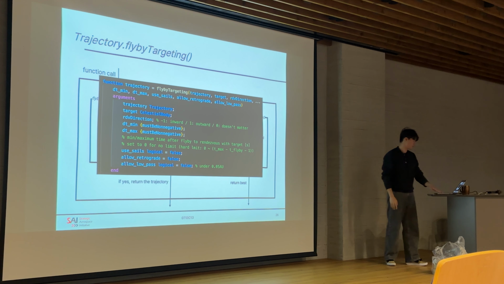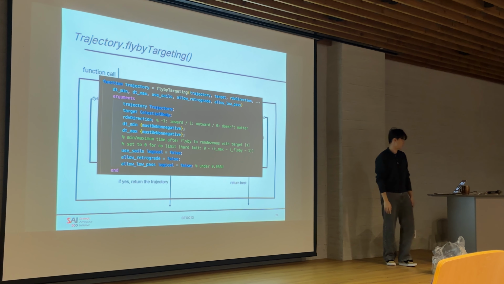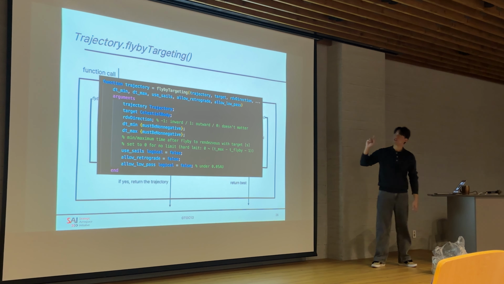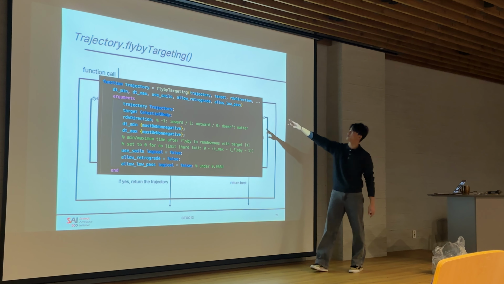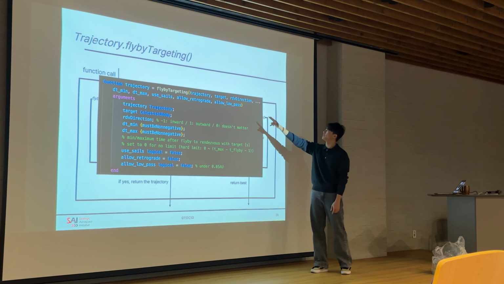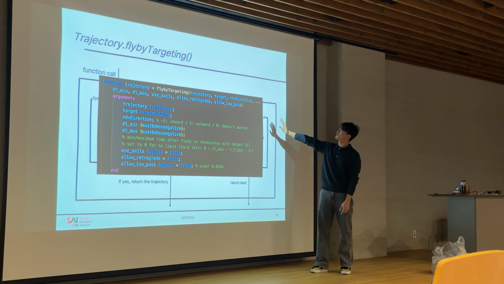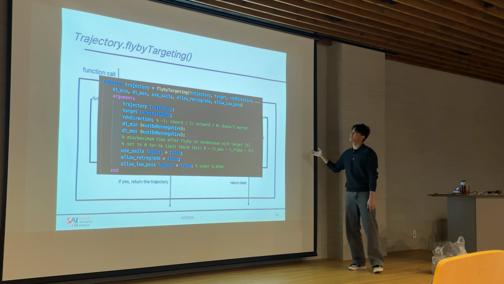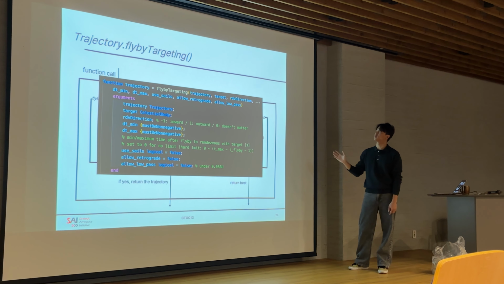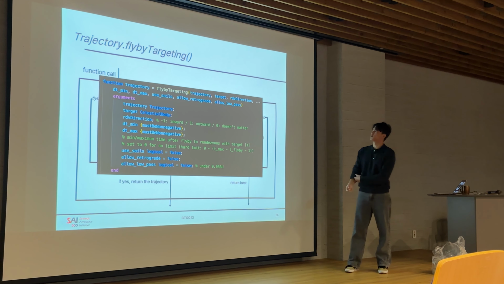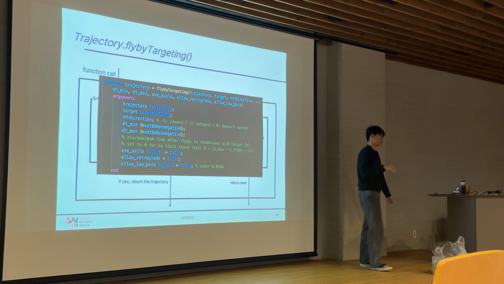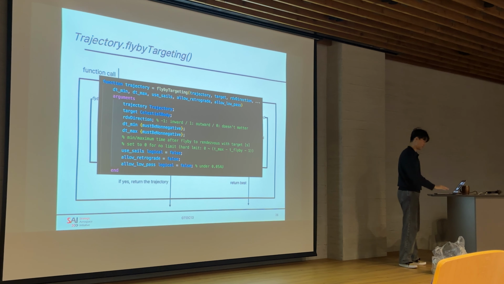And this is an excerpt from the actual code base that we wrote. We have here flyby targeting and target parameter going in, and there are also additional arguments such as rendezvous direction, use sails, or whether to allow retrograde or low pass orbits. But this is out of the scope of this seminar.